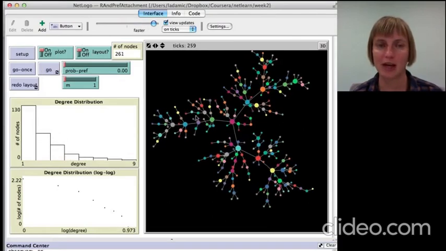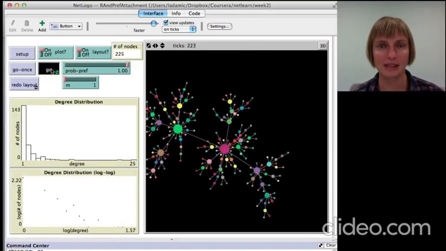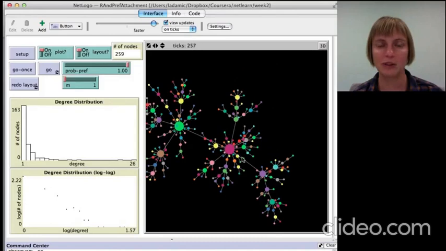So there you go. You have the degree distribution both on a linear scale and on a log-log scale. And you also have the ability now to change to preferential attachment. I'm going to set up and say go and stop at a similar number of nodes, 250, and hopefully already visually you can see that the structure is different. You can see the hubs here. You can also see the difference in the degree distribution.